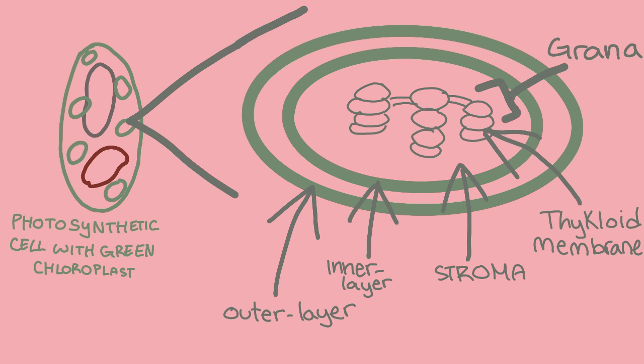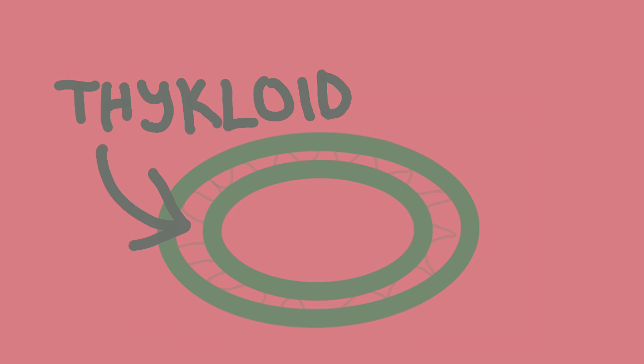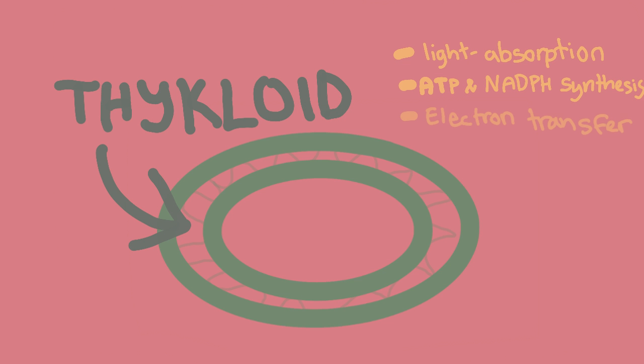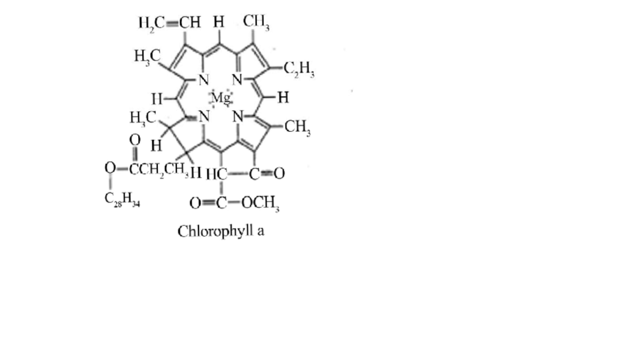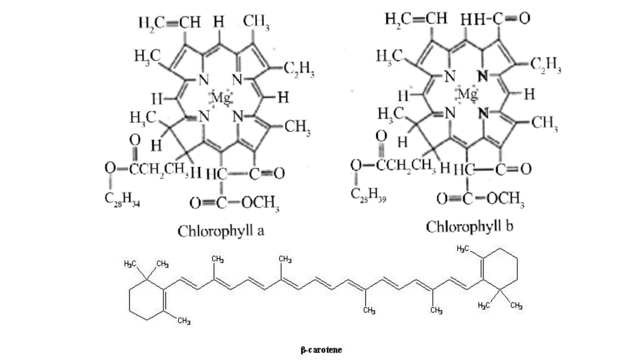It is also home to the thylakoid membranes, the third membrane system of the chloroplast. Thylakoids form interconnected discs called grana that help with the light-dependent reaction. The thylakoid itself is a site that contains the process of light absorption, as well as ATP and NADPH synthesis and electron transfer. This is where the light-absorbing pigment chlorophyll A and the accessory pigments chlorophyll B and carotenoids reside.